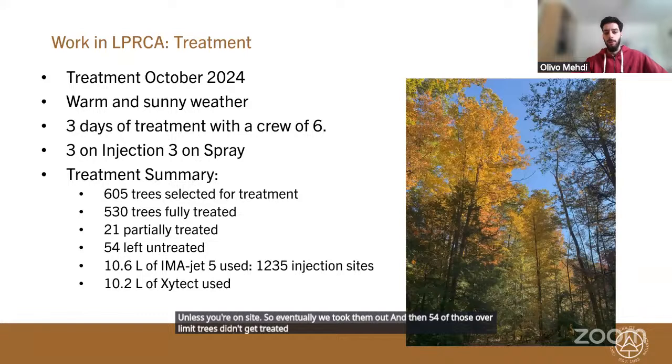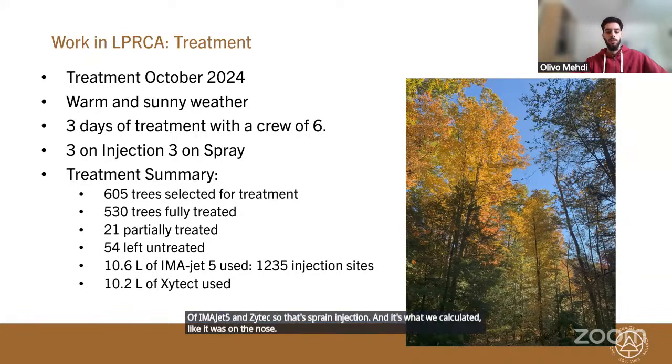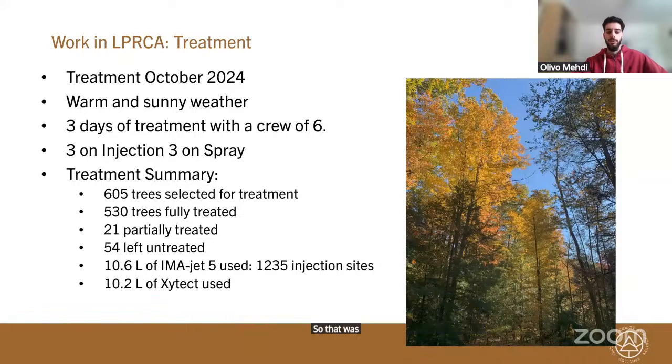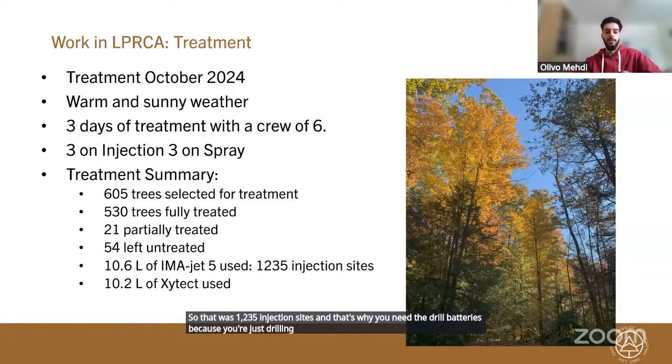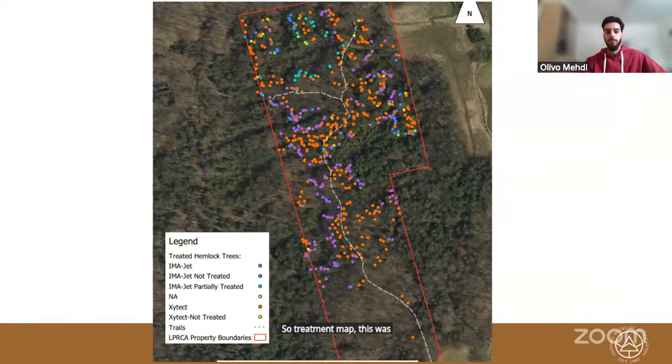We used about equal amounts of Imajet 5 and Zytec, so that's spray and injection. And it's what we calculated, it was on the nose. So that was 1,235 injection sites. And that's why you need the drill batteries, because you're just drilling the base of the roots or the trunk all day. So, the treatment map, this was made by Deb, really nice, from Long Point.